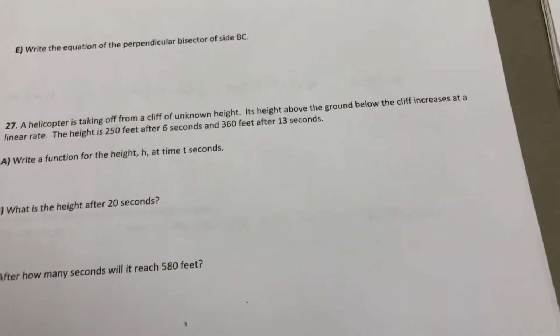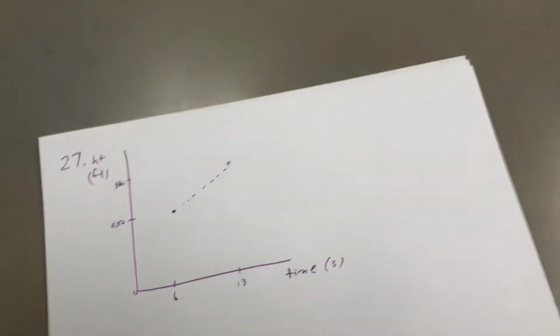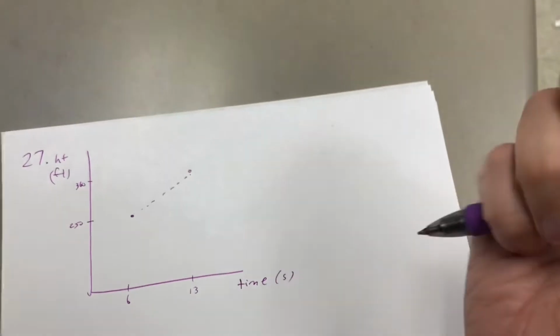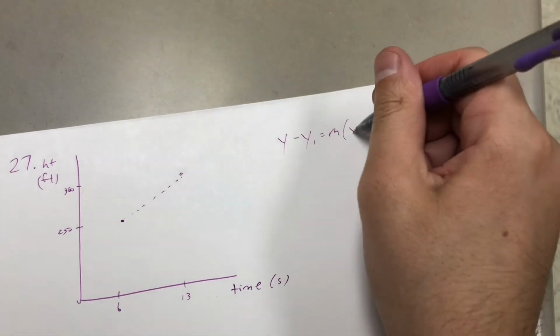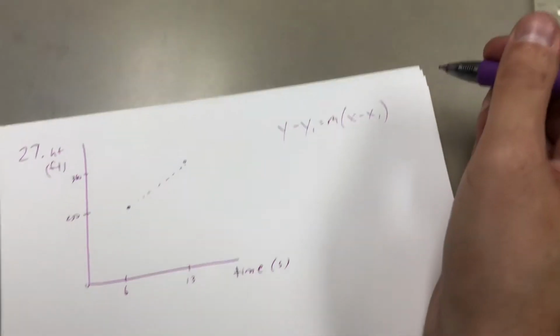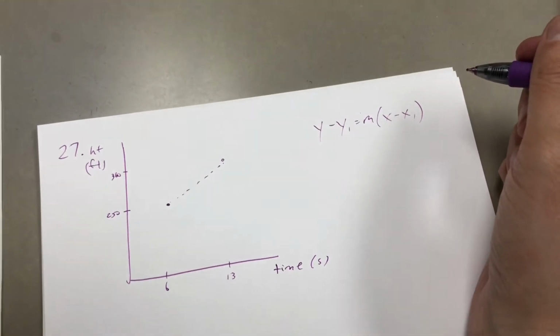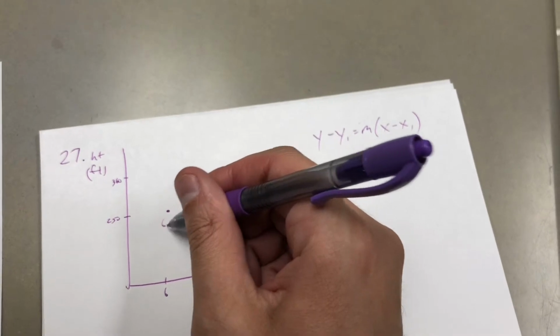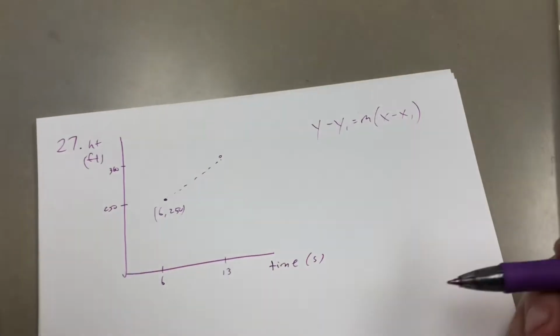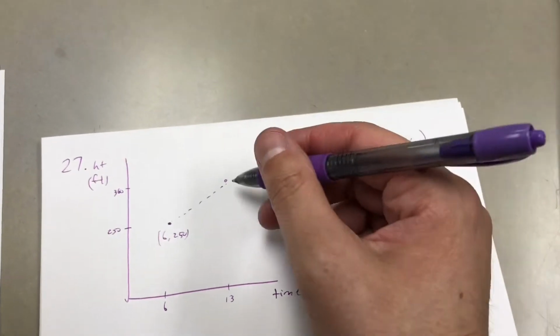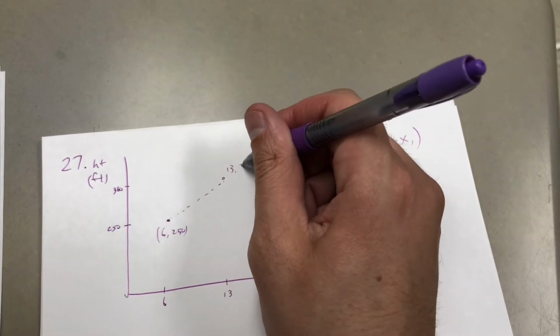They gave me 2 points, which means I should be able to use point slope form. I'm going to use y's and x's for now, just because that's the equation that I know for point slope form and that you all know, and we can change it into h's and t's later. All right, so it goes through the point 6, 250. We've got time on the x-axis, height on the y-axis, just like normal. That other point there is the point 13, 360.